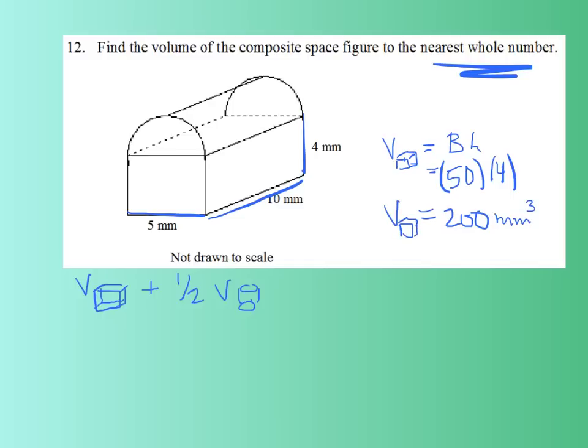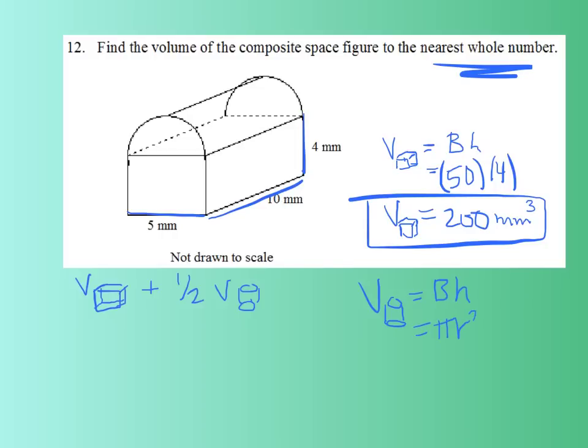Now I need to find the volume of my cylinder. That's going to be, again, big B H, but in this case, big B is pi r squared because it's a circle, right? It's a cylinder. So my radius, they didn't specifically tell me that. But if I know that this whole piece here is 5, then I know my radius is 2.5. So let's plug that in.